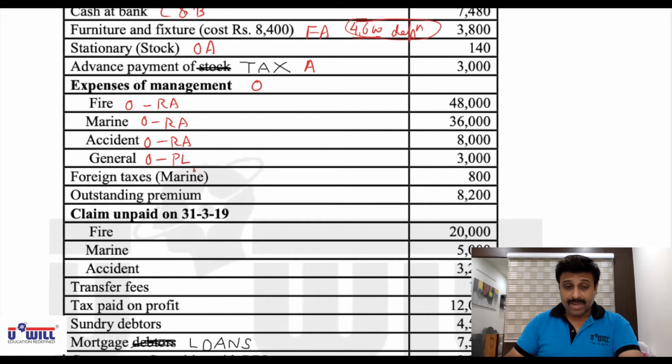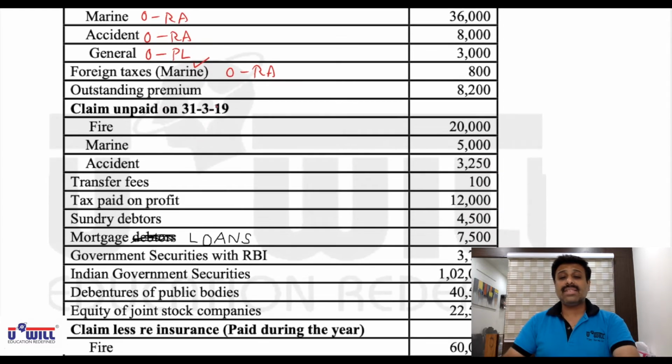Foreign taxes, again the word marine is mentioned, so that will come in operating expense in revenue account in marine column. Outstanding premium. Now outstanding premium is given in trial balance, means the money is yet to be received. So this will come in balance sheet in other assets. If it is given in adjustment, then two effects: you add in premium also and you show it in other assets also. But if it is given in trial balance, then it will have only one effect. We still have to collect the money, we still have to receive the money. So it will come in balance sheet in other assets.